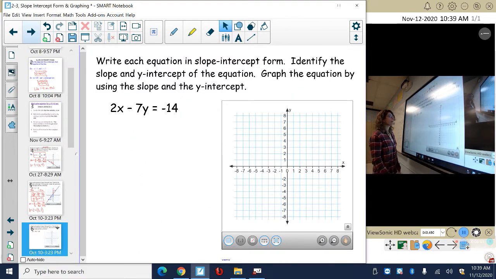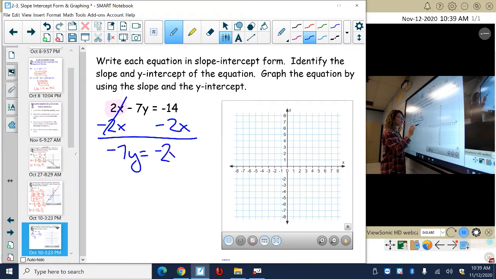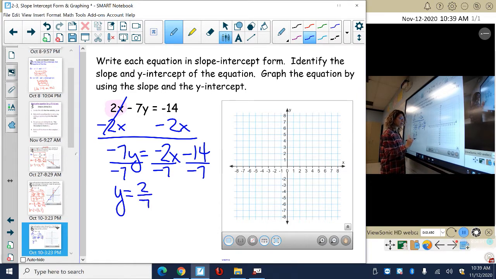One more time. Solving for y, so I need to get rid of this 2x. So the way I'm going to do that is by subtracting 2x. Creating good habits, we put the x first and then the 14 second. Divide each and every term by -7. A double negative creates a positive 2/7 x. -14 divided by -7 is going to be positive 2.